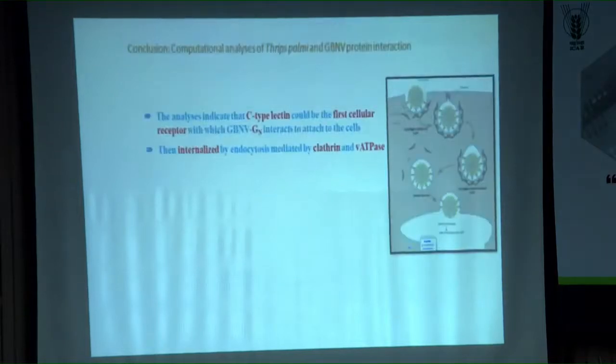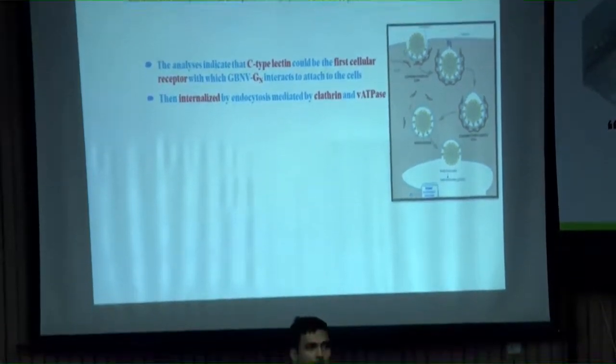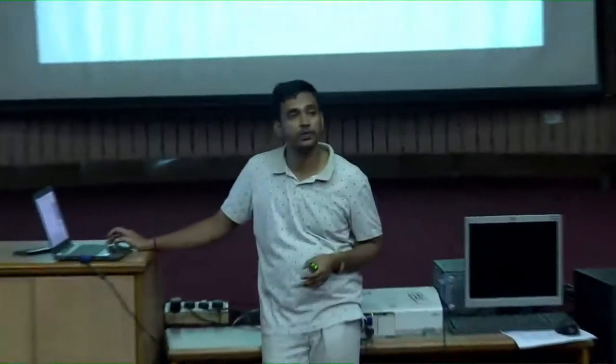Okay. So based on that, you can predict that C-type lectin, which is interacting here, is the first receptor of the GBNB, and after C-type lectin binds, then the GN helps in the internalization, and the GC, which has several transmembrane domains, helps in the membrane fusion through clathrin and V-ATPase mediated endocytosis, that is called CME.